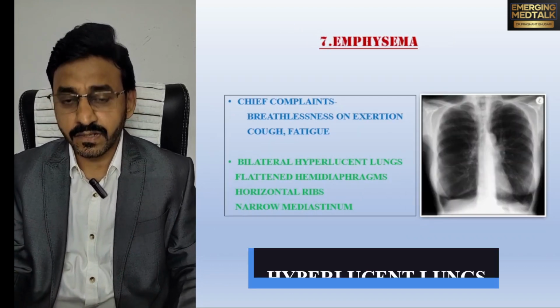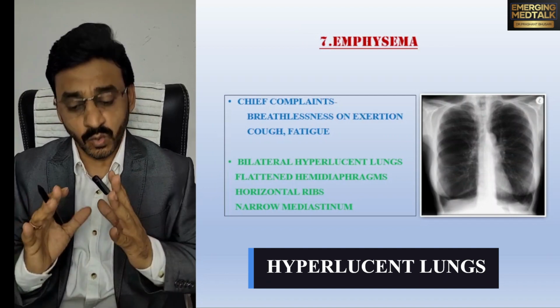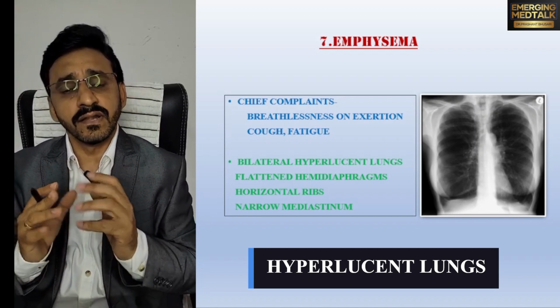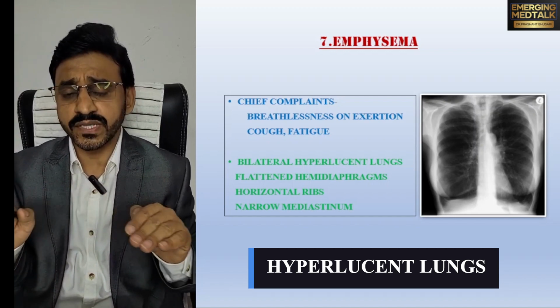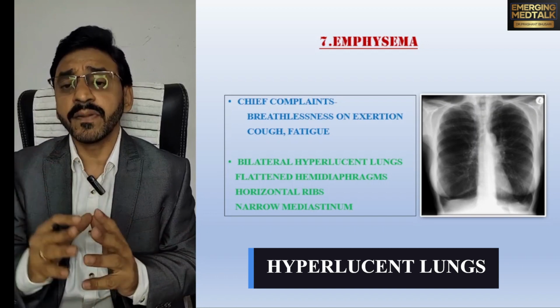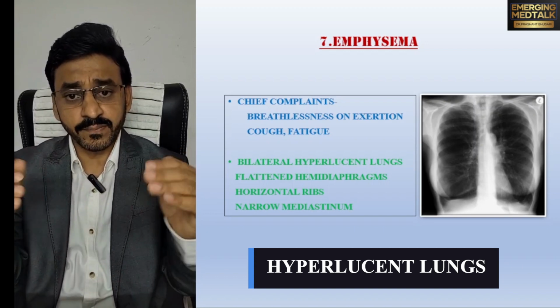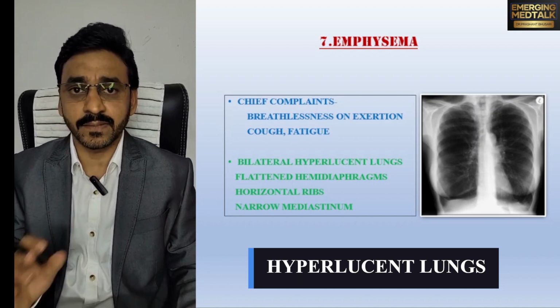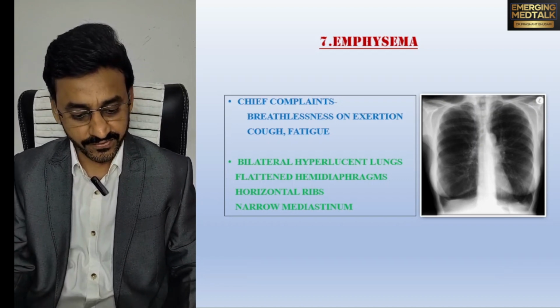Then emphysema, particularly in old age, where we see bilateral hyperlucent lungs, and the domes of the diaphragm look flattened, not dome shaped, and the ribs, which should be oblique, look horizontal, and there is a narrow mediastinum in this condition of emphysema.